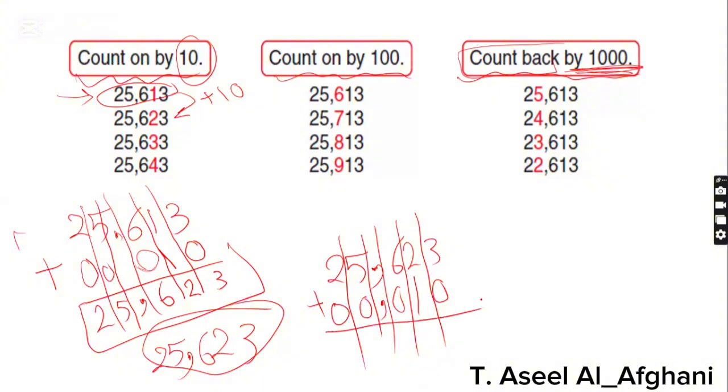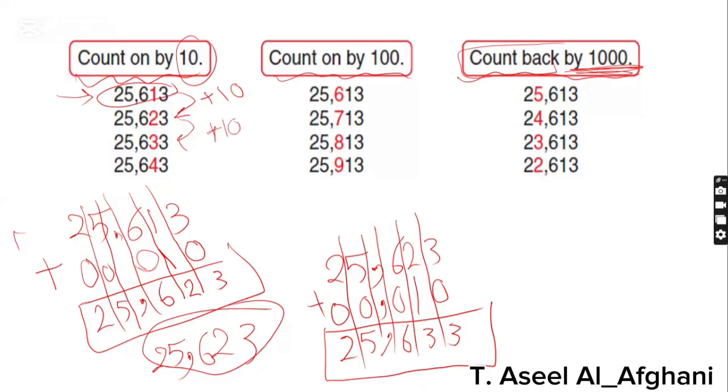Let's check. 3 plus 0 is a 3. 2 plus 1 is a 3. 6 plus 0 is 6, and our comma is still the same. 5 plus 0 is 5. 2 plus 0 is 2. So we have 25,633. Good job. So we completed the other jump.